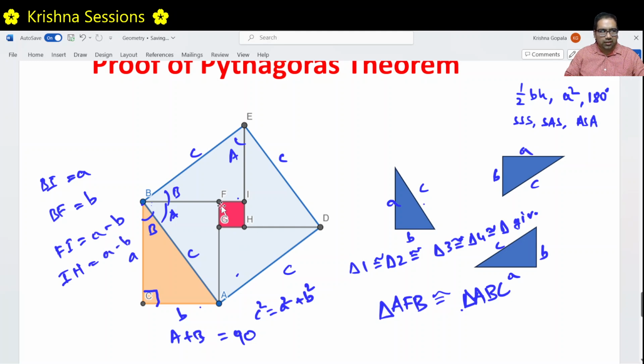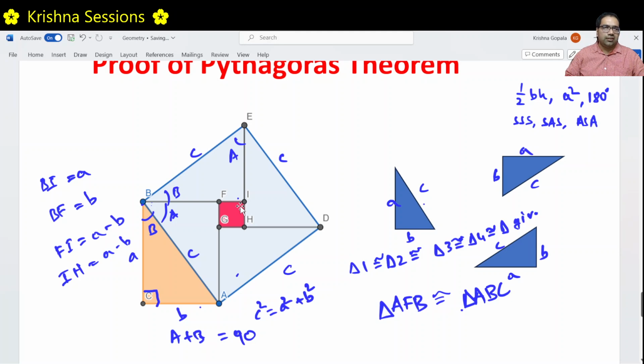And these four lines are parallel. Two sides we have established, both are A minus B. What does that mean? IFGH, this part is actually a square. We have just established this. These are at right angles and two of the sides are the same.